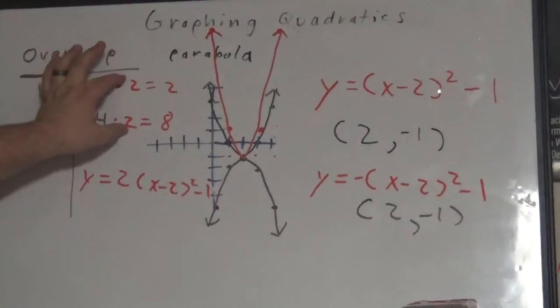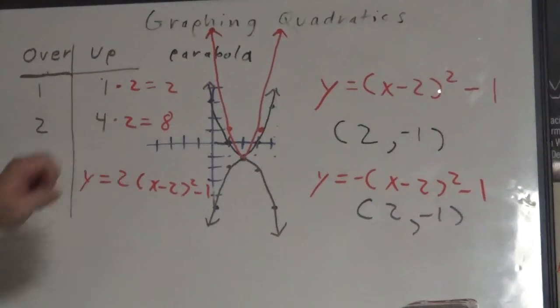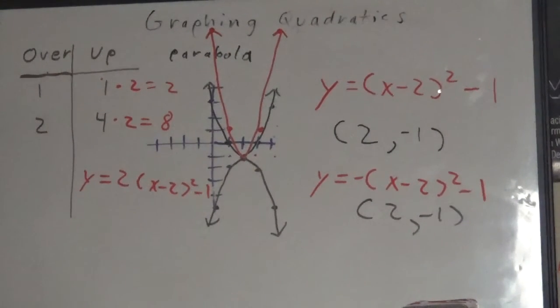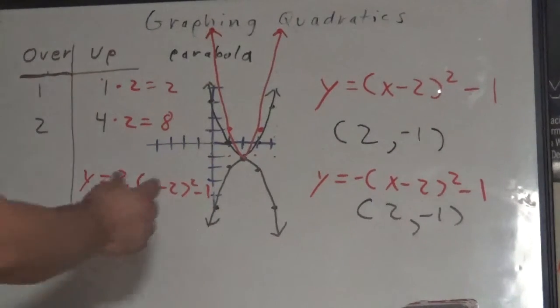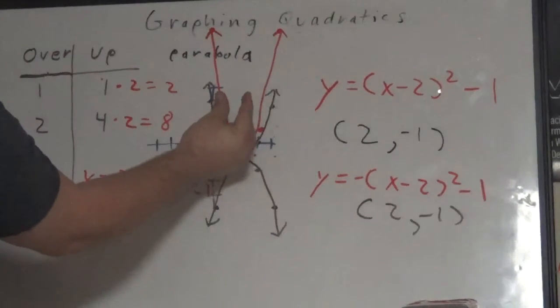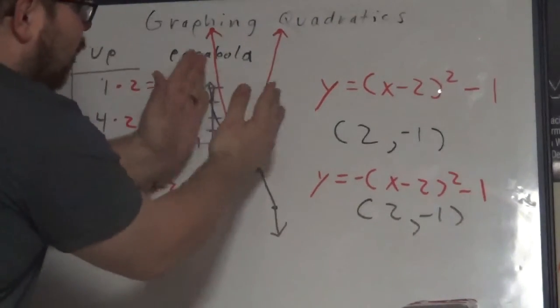We're just multiplying the output. 1 times 2 is 2. 4 times 2 is 8. And it doesn't matter what number you put in front of the parentheses, you just multiply. So one thing you could say also is, the bigger this number is, the more narrow the graph gets. But if we make the number smaller than 1, the smaller it gets, the more the graph will go outward.